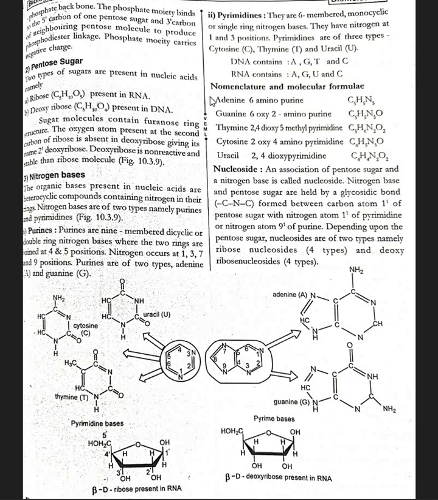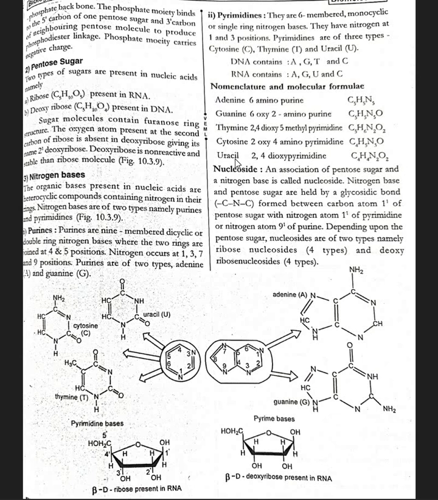Next, nomenclature. How to write names of these nitrogen bases. Adenine is 6-aminopurine, guanine is 6-oxy-2-aminopurine, thymine is 2,4-dioxy-5-methylpyrimidine, cytosine is 2-oxy-4-aminopyrimidine, uracil is 2,4-dioxypyrimidine. So these are the names of the four nitrogen bases, two purines and two pyrimidines.